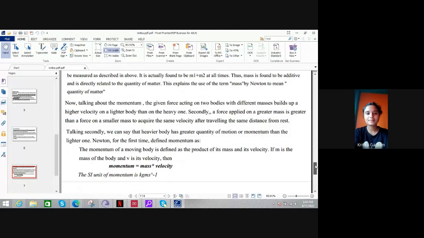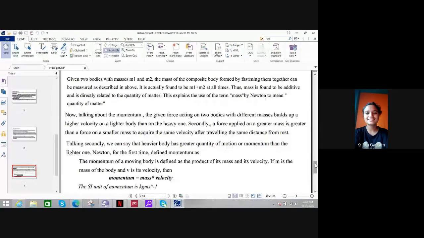Now, talking about momentum, a given force acting on two bodies with different masses builds up a higher velocity on a lighter body than on the heavy one. Secondly, a force applied on a greater mass must be greater than a force on a smaller mass to acquire the same velocity after traveling the same distance from rest. So we can say that a heavier body has a greater quantity of motion, or momentum, than the lighter one.